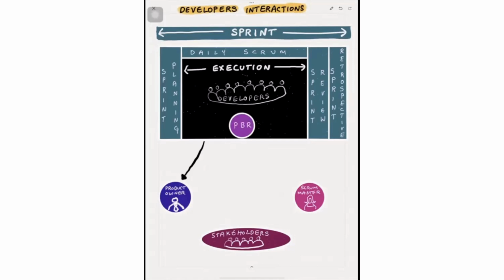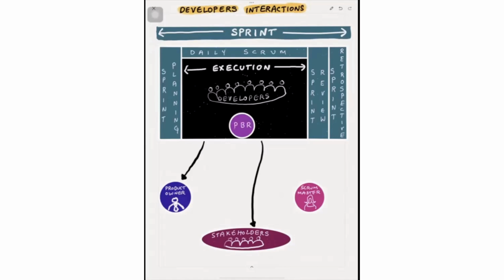Now, developers can also interact with the stakeholders directly in case they need any clarifications, maybe in the absence of the product owner, or the product owner may direct the developers to the stakeholders to get clarifications. So that is also possible. And the stakeholders will be coming to the sprint review. So there also developers will have interactions.